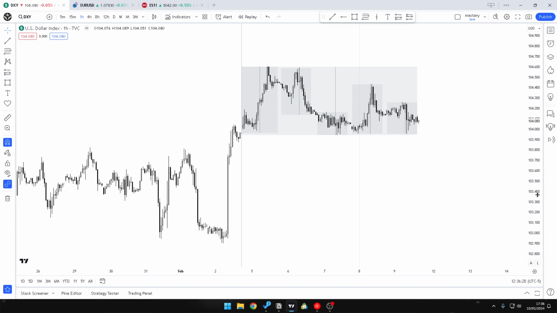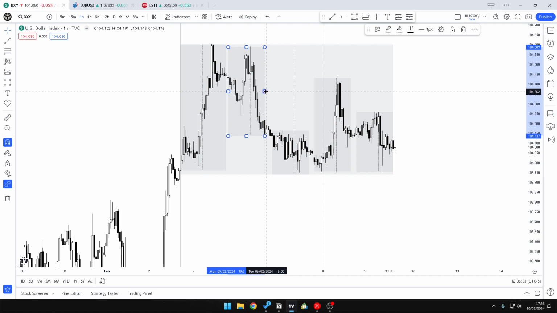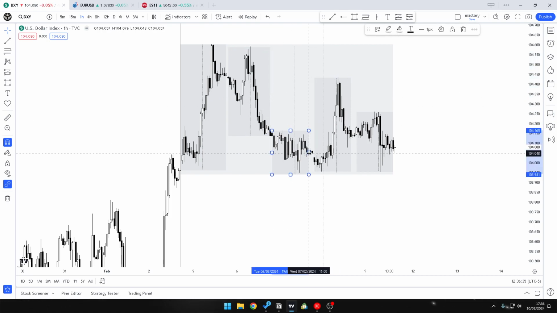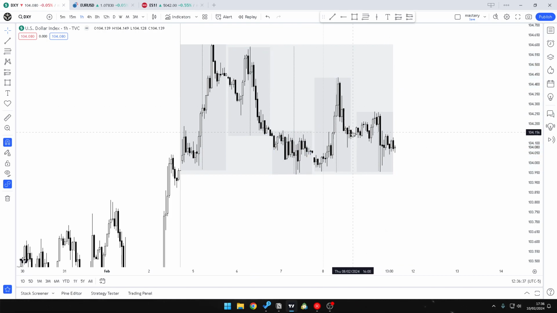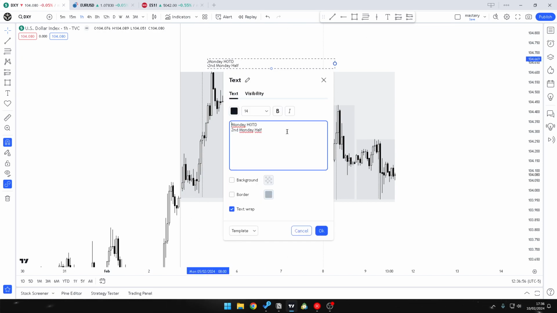On the hourly candlestick, I can see that the high of the day was made on Monday for EU, for DXY, Monday high of the day, which was made on the second Monday half. Let's just make it more reasonable if I say.